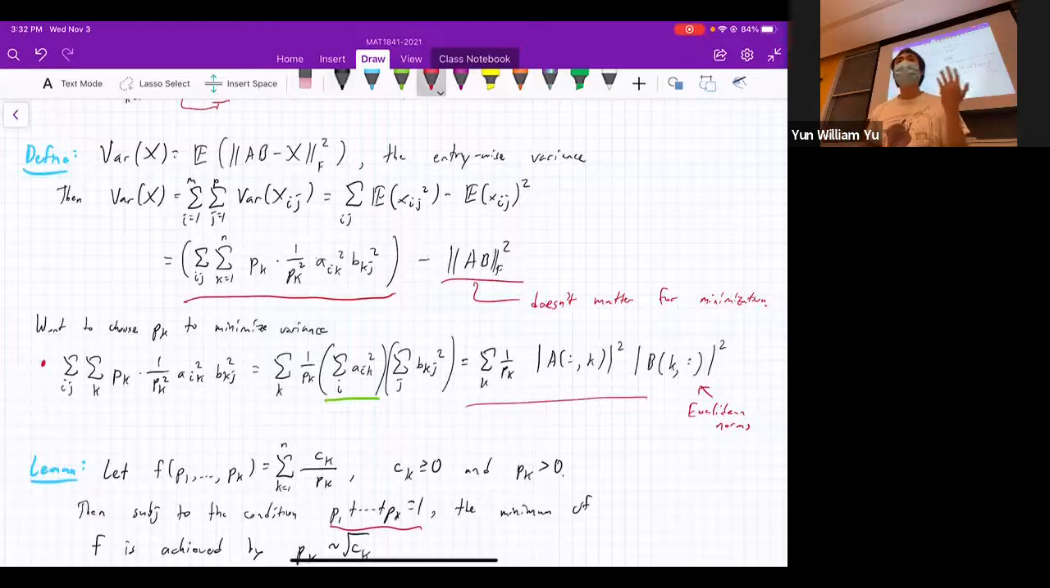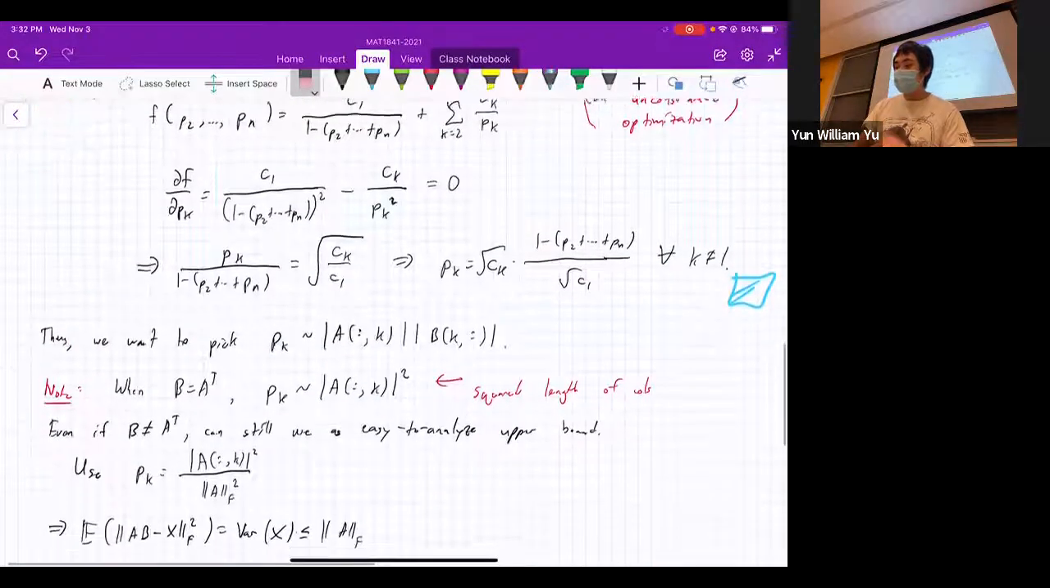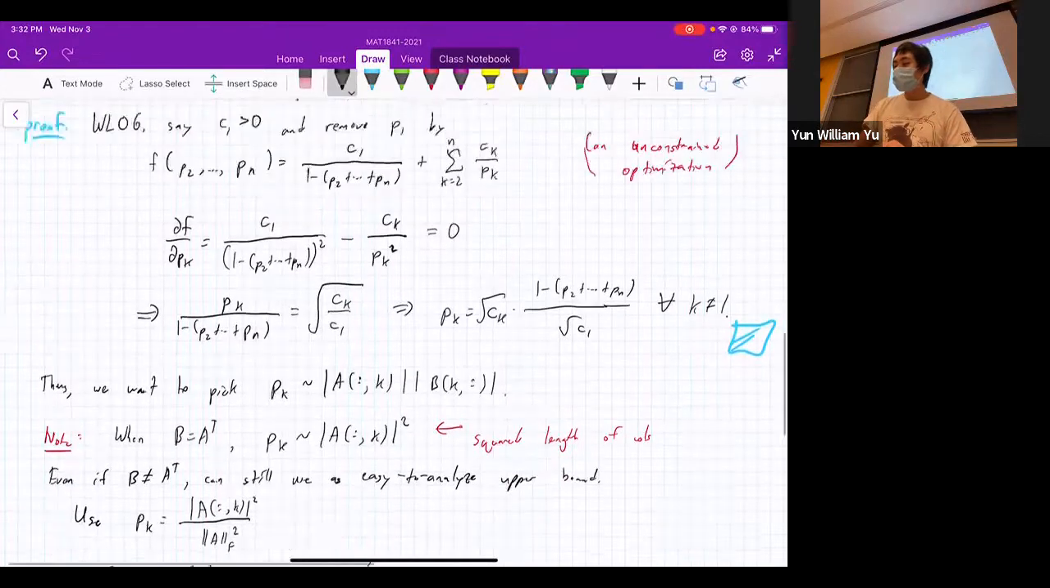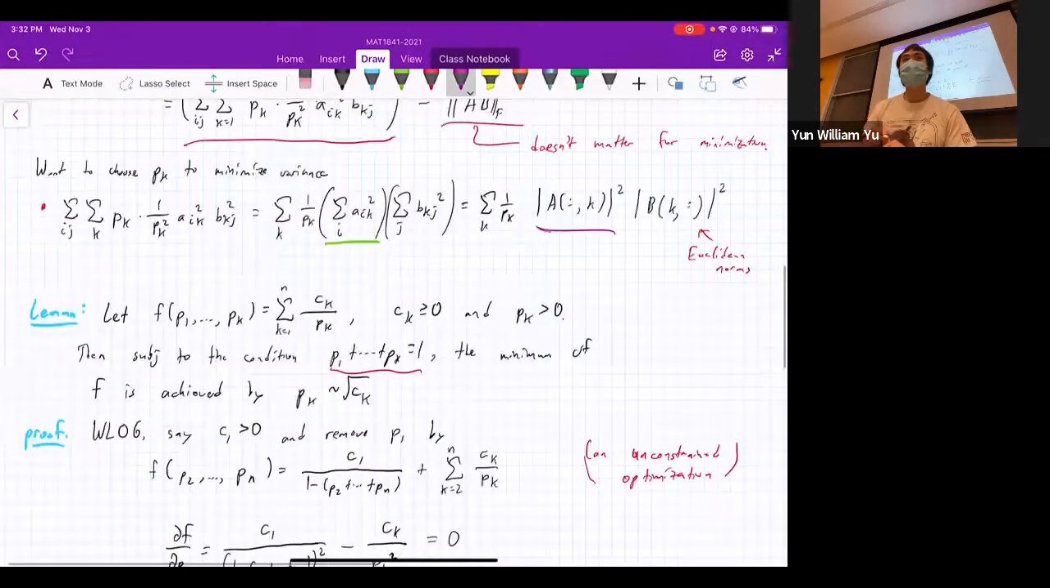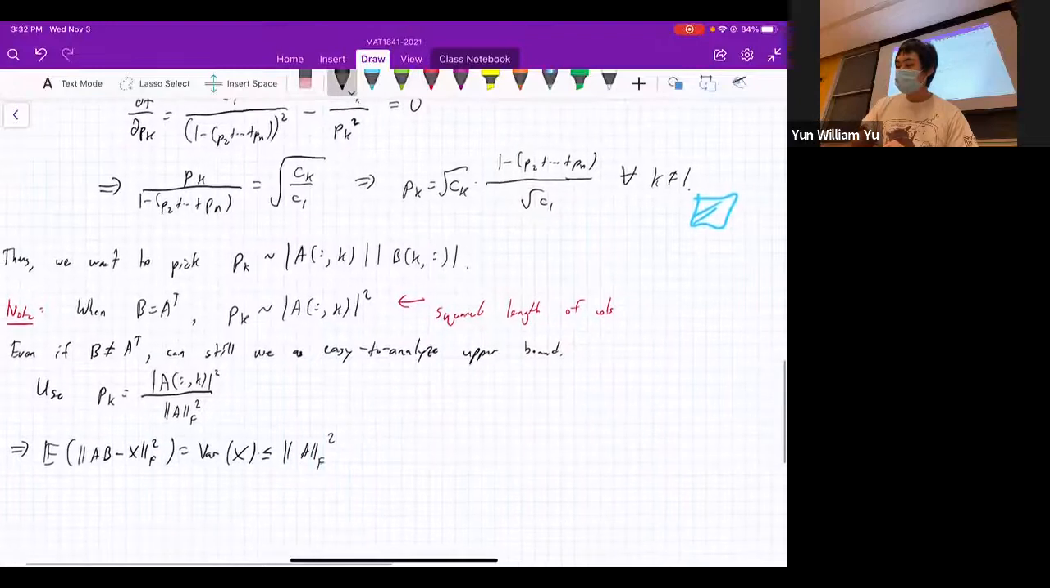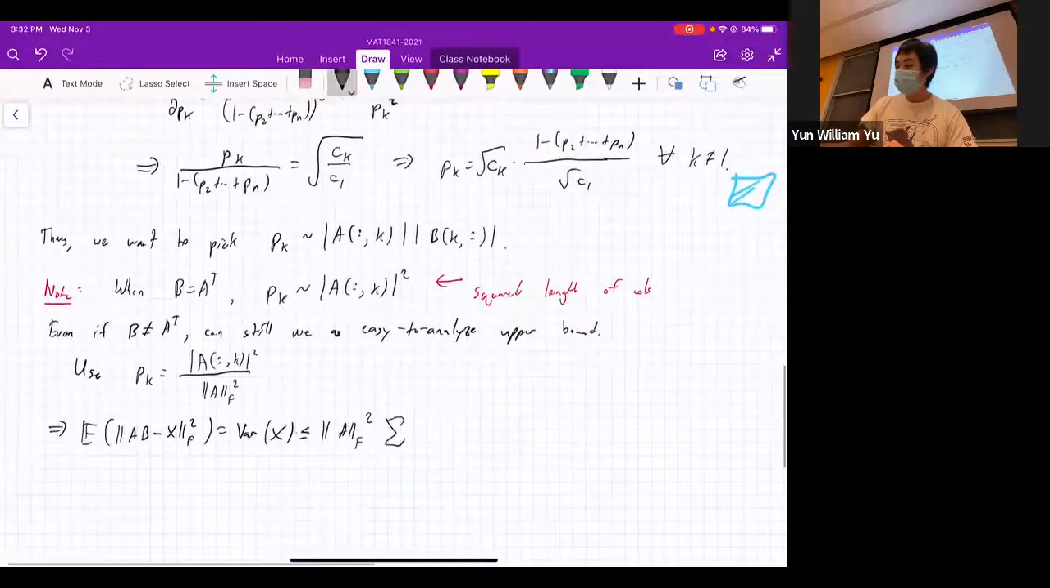So now all we have to do is plug in this value of pk. But note that when you plug in this value of pk, that's 1 over pk, so you end up with the Frobenius norm squared here, and the squared lengths precisely cancel out. And that's by design. So those lengths precisely cancel out. And so then you just get the sum over k of the squared length of all the rows of k.